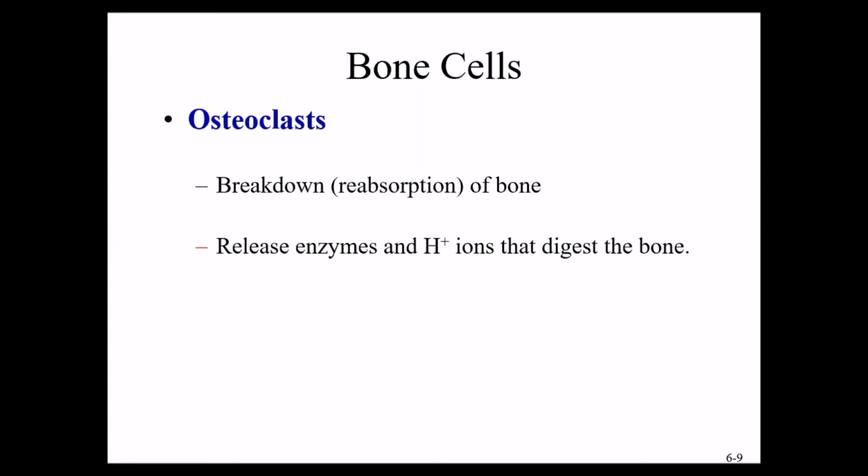These cells actually have enzymes and acids that release hydrogen ions, which are associated with acid. They release enzymes and an acidic environment that helps to break down the bone matrix whenever the body needs more calcium and more phosphate in the bloodstream. It allows these osteoclasts to speed up and break down some of that bone matrix to get those ions back into the bloodstream.